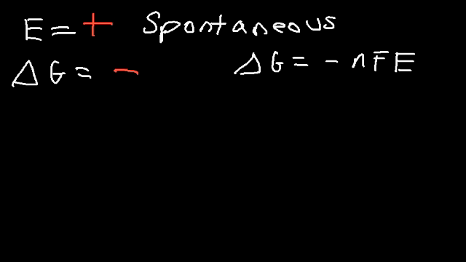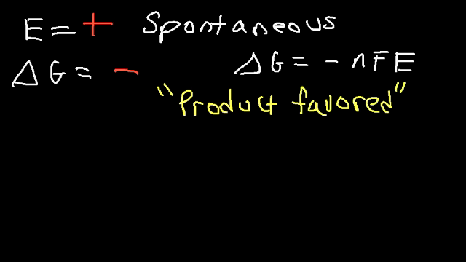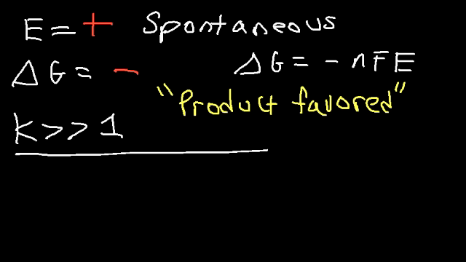Now what about K? When the cell potential is positive, that means that at equilibrium it's going to be product favored, because the reaction wants to go from the left to the right. It wants to produce products. The same is true when delta G is negative. Whenever you have a spontaneous reaction, at equilibrium, it's going to be product favored. And therefore, for a reaction to be product favored, K has to be significantly greater than 1. It could be like 1 times 10 to the 5, 1 times 10 to the 12, but it's a very large number.